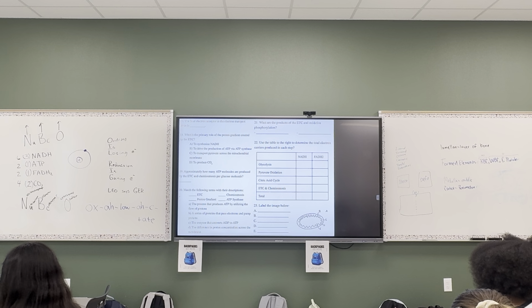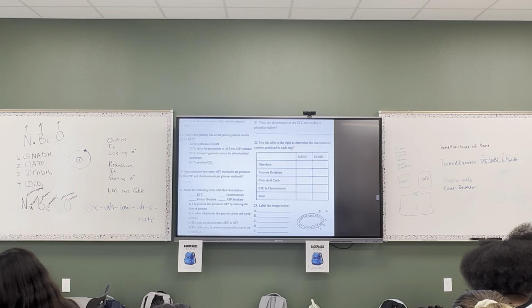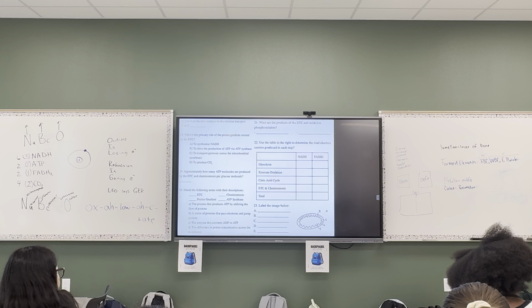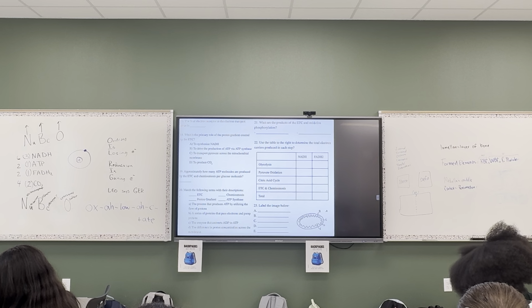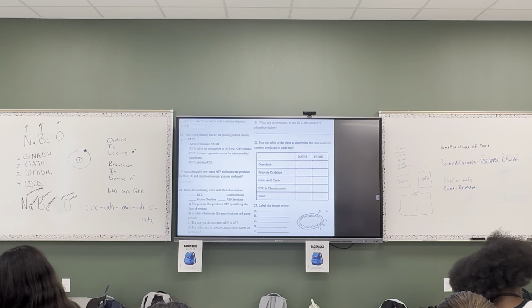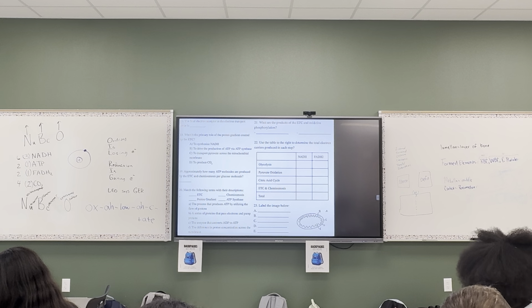Number 20, match the following terms with their descriptions. The process that produces ATP by utilizing flow of protons. ATP synthase. Well, actually, no, because it says the process, not the enzyme. Proton gradient? It's the whole thing. ETC, which is electron transport chain, yes. Wait, we'll come back to that.